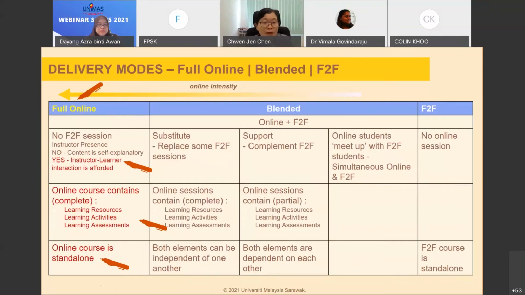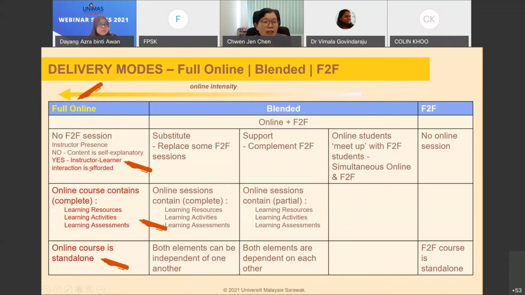An example of no face-to-face session for online where the instructor is not available is the use of MOOC. In that case, you can see the instructor is not there most of the time, so you don't have that kind of interaction.